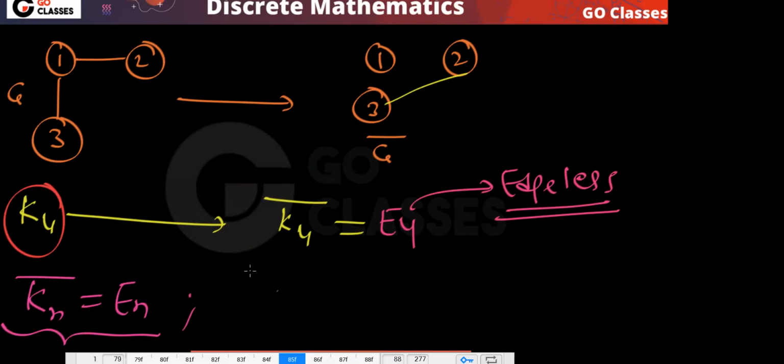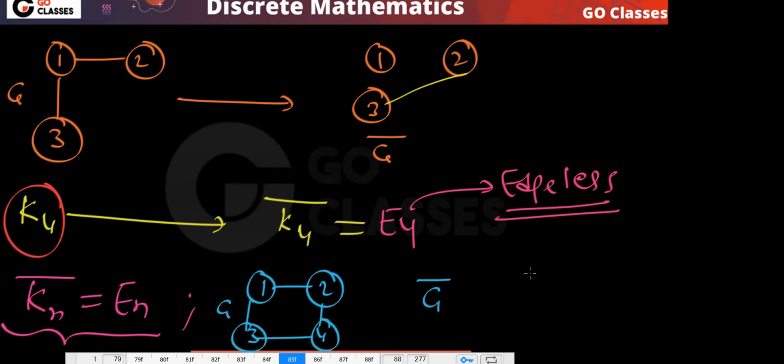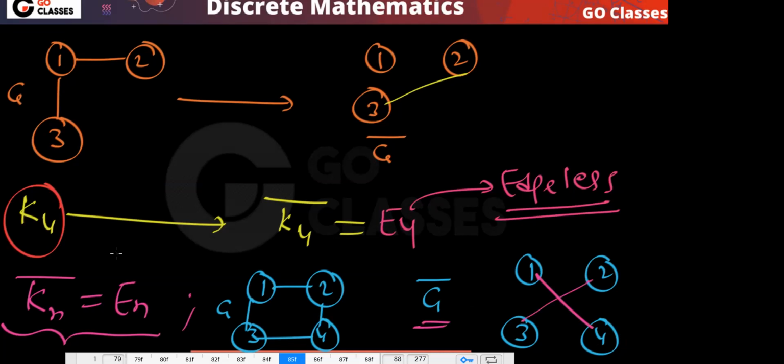The concept of complement is actually very simple. Whatever graph I give you, for example, with vertices 1, 2, 3, 4, what is G complement? The vertices will be the same, there is no change, but the edges will be complemented. See, this edge is not in G, so you will put this edge. This edge is not in G, so you will put this edge. So this G complement will be like this.